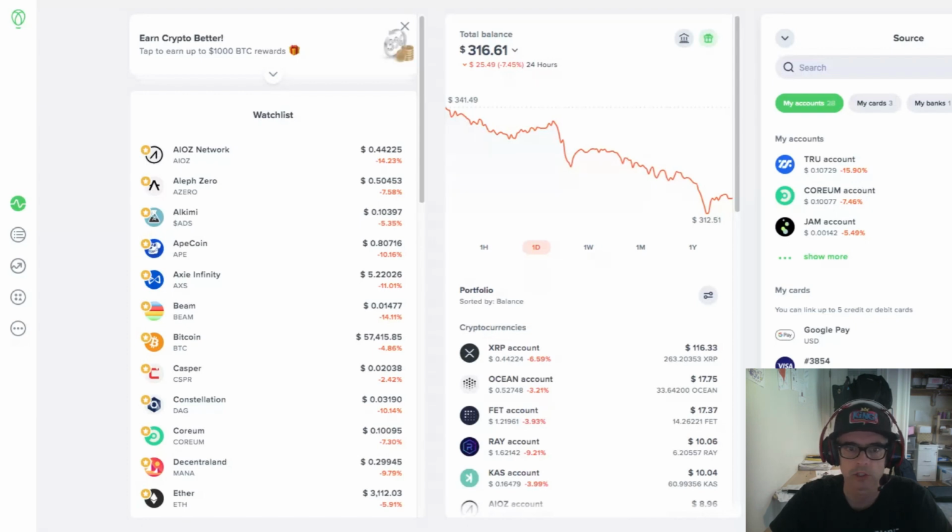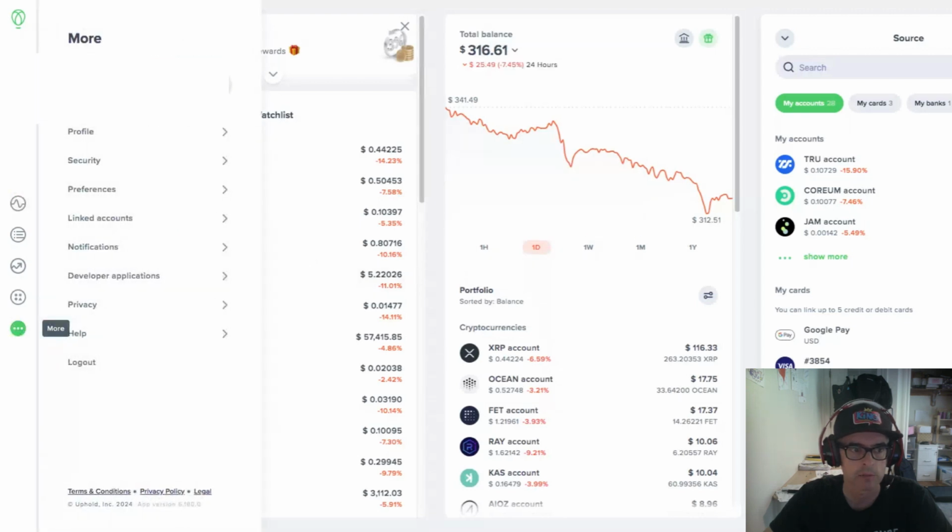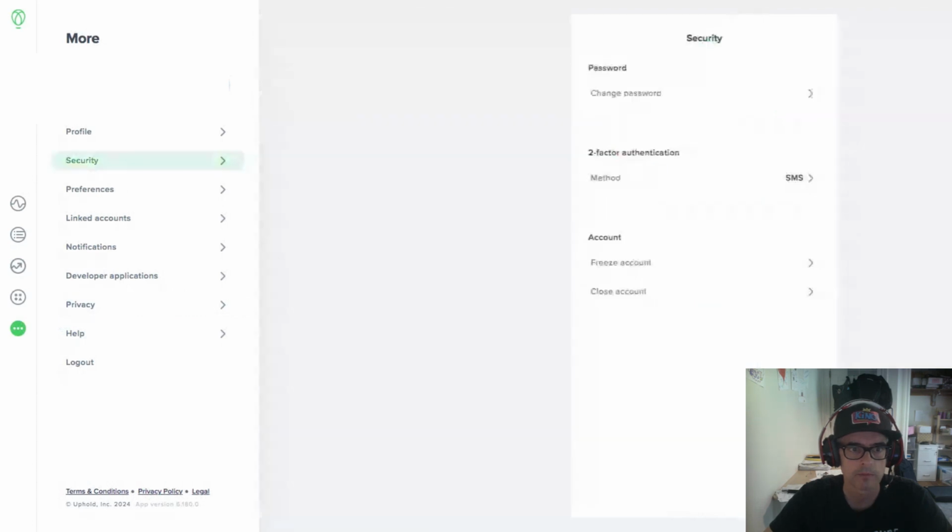And then you want to make sure that before you start making any trades, you come here to this section that says more, and you go into security. And here you enable two-factor authentication. Just make sure this is enabled.